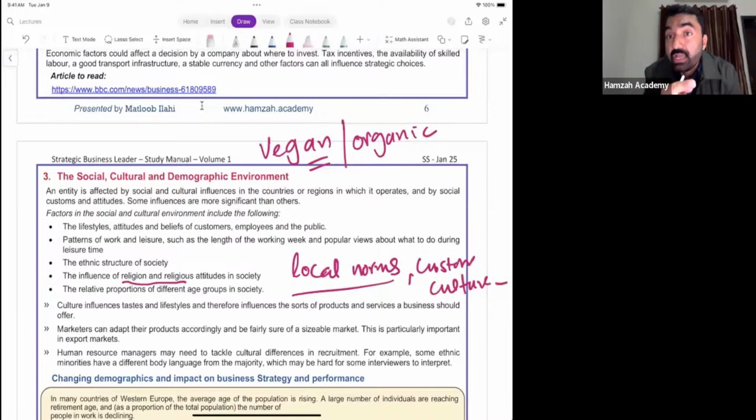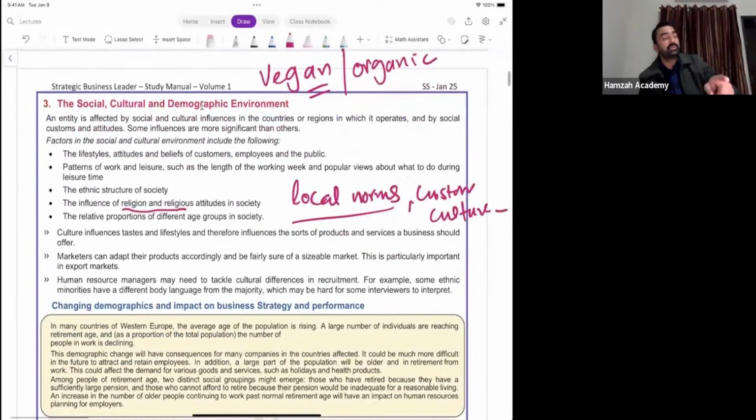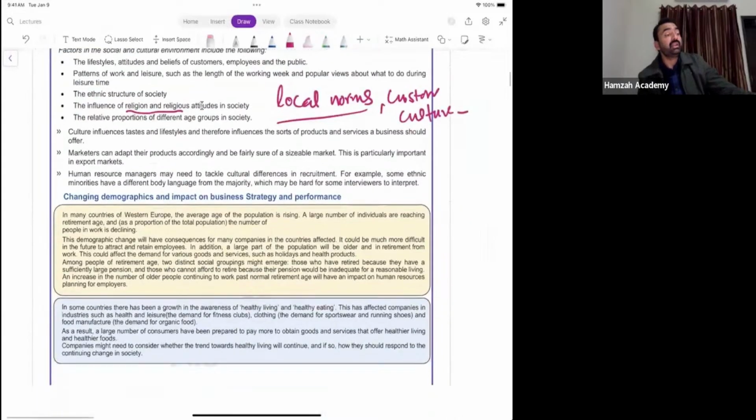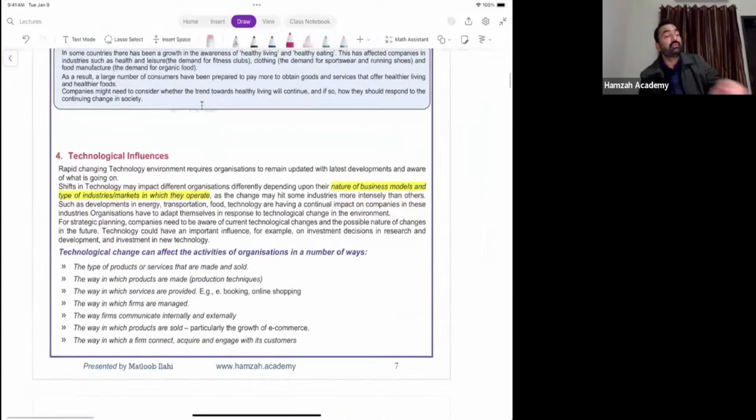And we have seen in the past that those companies that don't understand or that make mistakes in their marketing or in their products, processes, or supply chain, where they don't consider these local factors, what would happen? It would result in a lot of troubles in terms of boycotts, and sometimes even the government might take action against these companies if they have violated the local customs, culture, and norms. So this is another very important thing to consider. Okay, next one is technological influences.